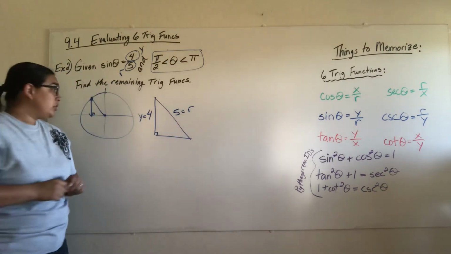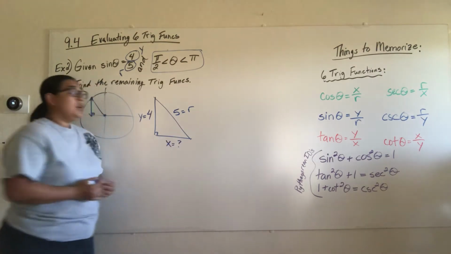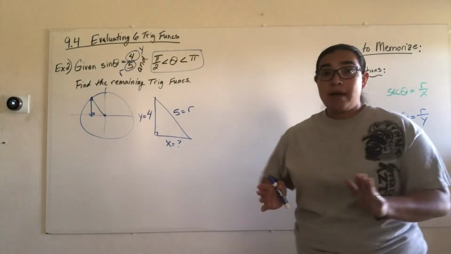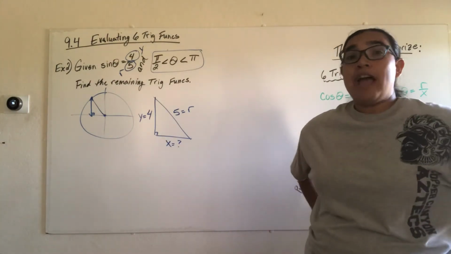So technically what you're missing here on this one is the x value. They're not telling you what that is. So going back to those little shortcuts I mentioned about Pythagorean theorem, think about what you're going to do in terms of Pythagorean theorem.